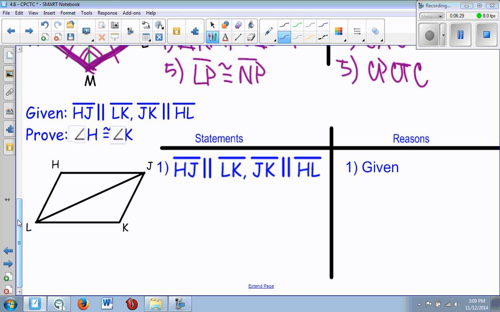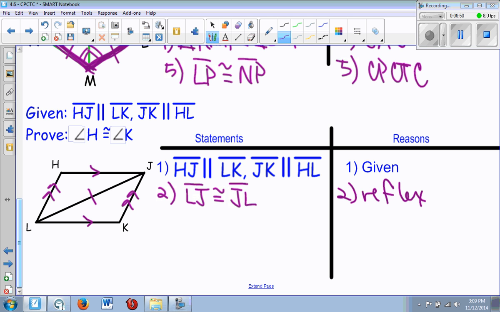Moving down, first thing I want to notice is I've got two pairs of parallel sides. So I'm going to mark those on my picture. Let's go for the easy congruence first, this side down the center. Notice this picture is in the form of a parallelogram. So when I write my reflexive property, the letters do have to get switched. LJ congruent to JL.